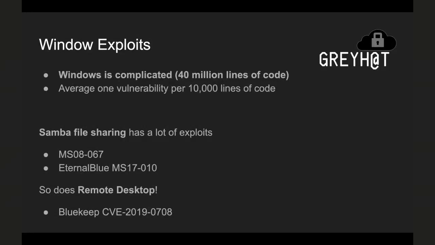A couple years later, a hacking group called the Shadow Brokers was able to exfiltrate another vulnerability from the NSA. This one was called MS-1710. This one used a similar thing.